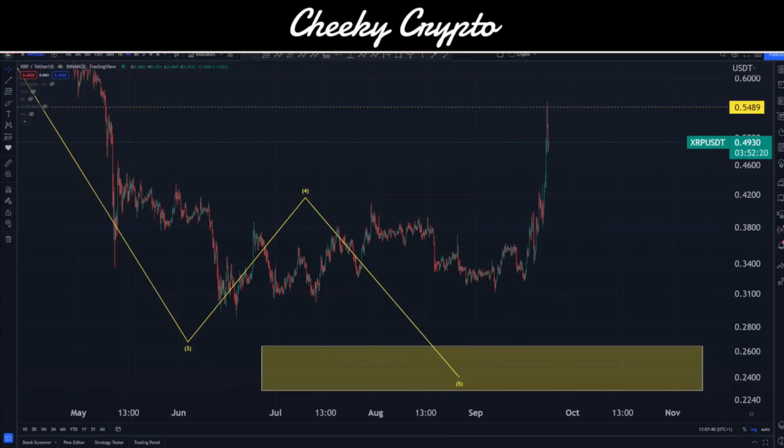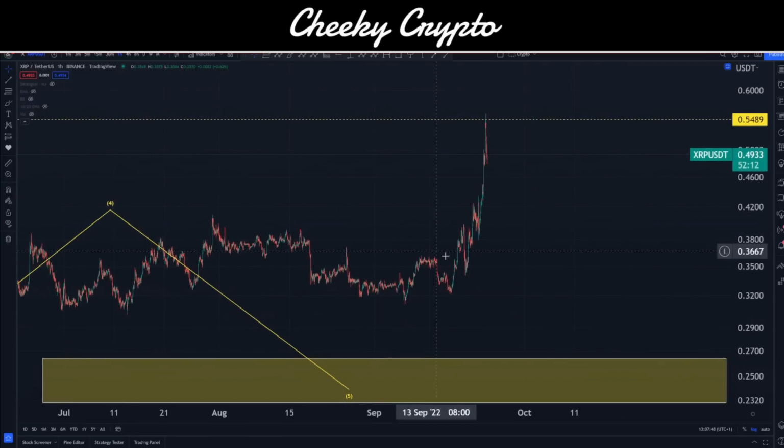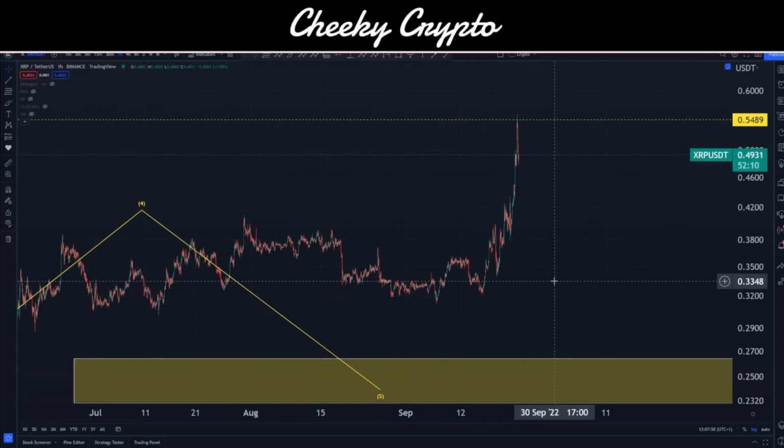Let's get into XRP. Here we have XRP paired up with USDT. This is actually the 4-hour chart, but we're going to take things down a little bit lower into our hourly, okay? We're going to start off on the hourly chart, and we're probably going to work our way up into the higher timeframes as we get into this video.